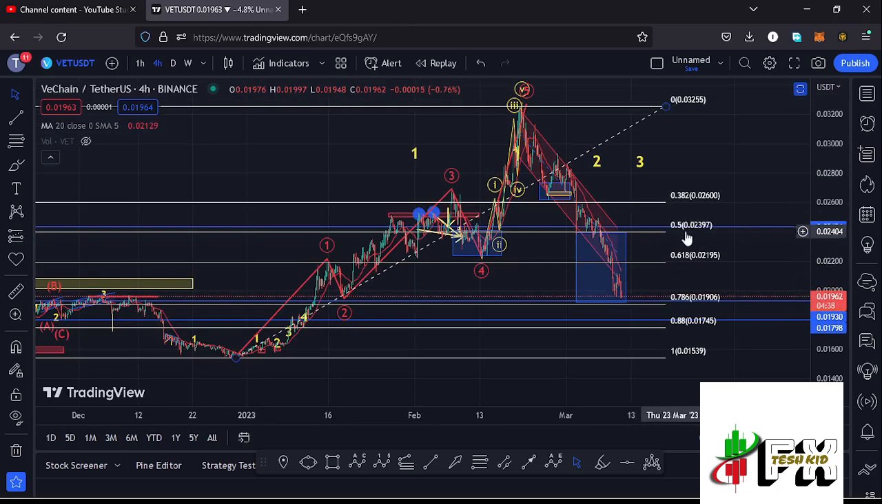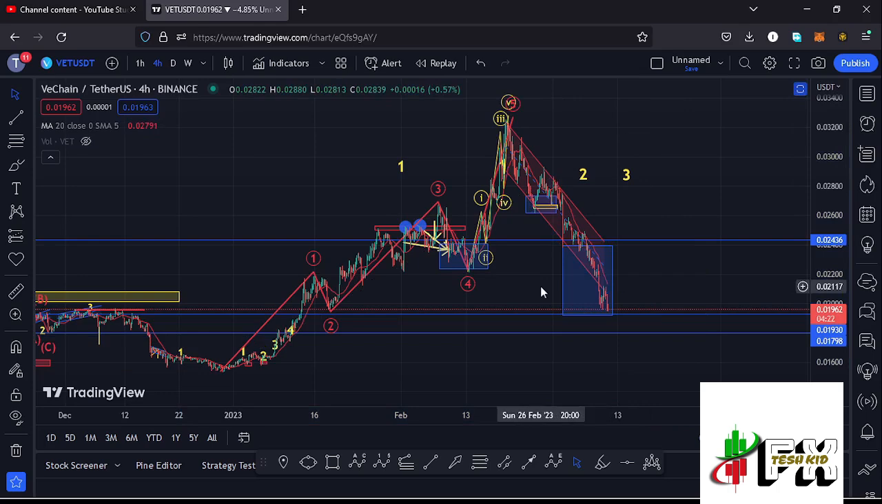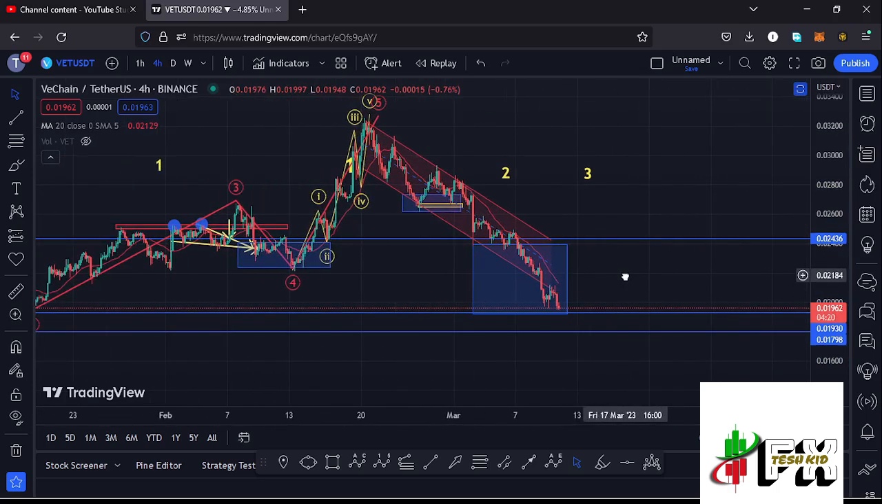which is the target area that lies between the $0.02397 mark and the $0.01906 mark, which is the target area that I have marked here on the chart using this blue target area. And it is within this blue target area that I'm expecting to see a reversal to the upper side, and that is after fully maximizing our target area.